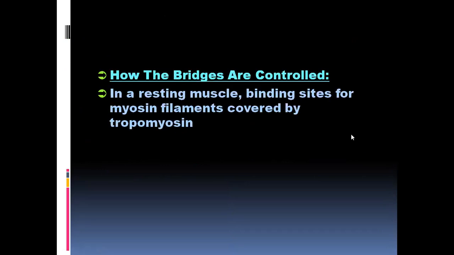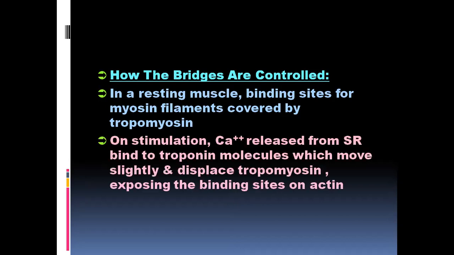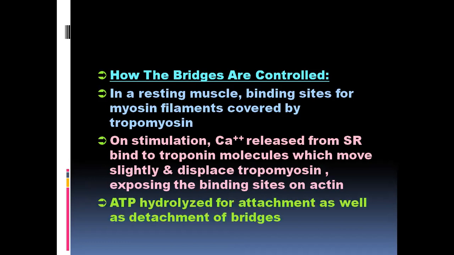How the bridges are controlled in a resting muscle. The binding sites to the myosin are covered by tropomyosin. On stimulation, calcium is released from the sarcoplasmic reticulum. It binds with the troponin molecules, which move slightly and displace the tropomyosin, exposing the binding sites on the actin. ATP is hydrolyzed for attachment as well as detachment of the bridges.